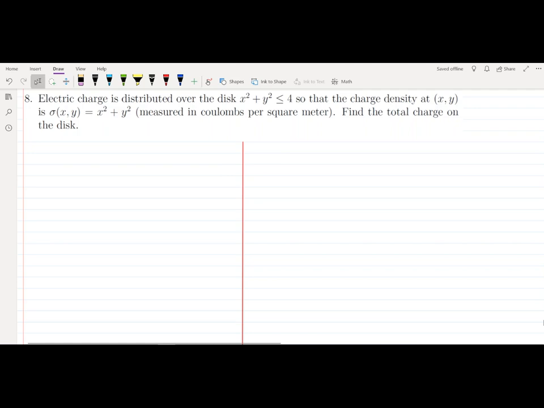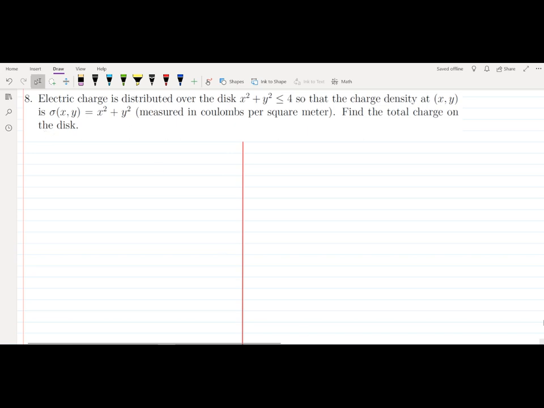Another application problem, which is problem number 8. Electric charge is distributed over the disk x squared plus y squared less than or equal to 4, so that the charge density at x and y is sigma of x and y equals x squared plus y squared, measured in coulombs per square meter. Find the total charge on the disk.